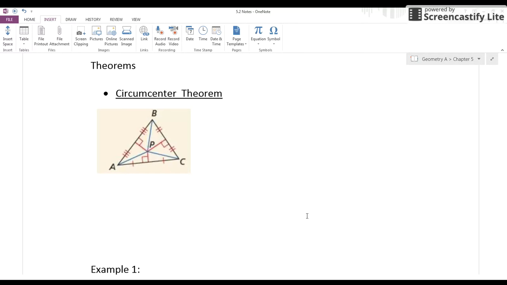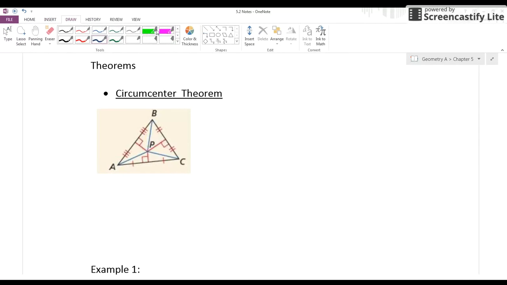So take a look at the first diagram. Let's look at the circumcenter theorem. So remember, what makes a circumcenter a circumcenter? It's the point of concurrency of the three perpendicular bisectors of a triangle. Just to remind you, when we're talking about perpendicular bisectors, you're looking for the segments that are perpendicular to each side and cut each side in half.